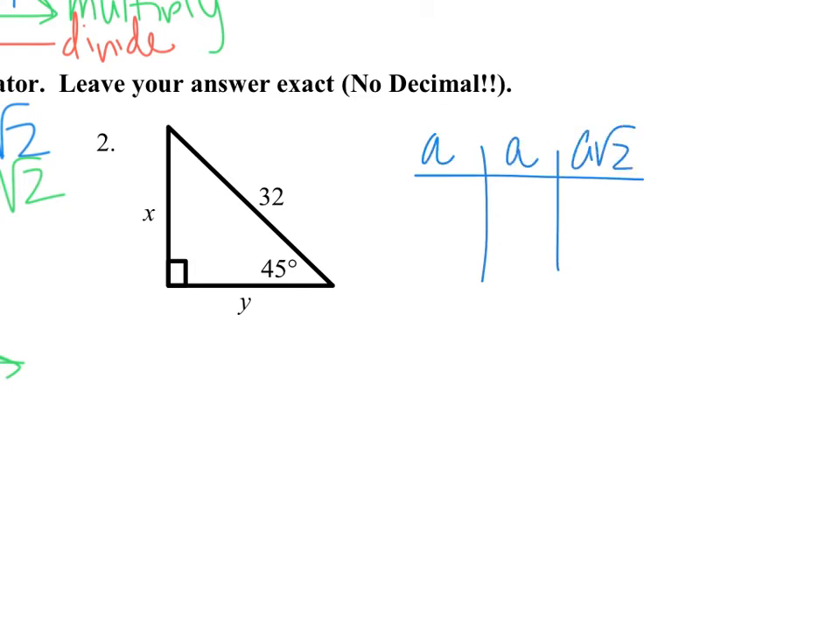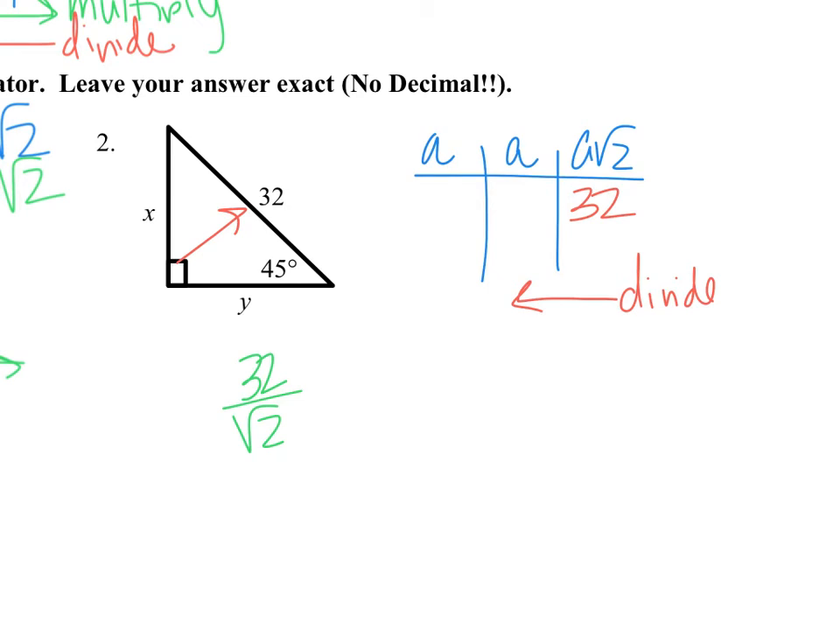And then fill in the information that was given to us. So across from this is the hypotenuse, so I get 32. And remember that when you're going from a hypotenuse to a leg, we're going to divide by root 2. So take 32 and divide it by root 2.